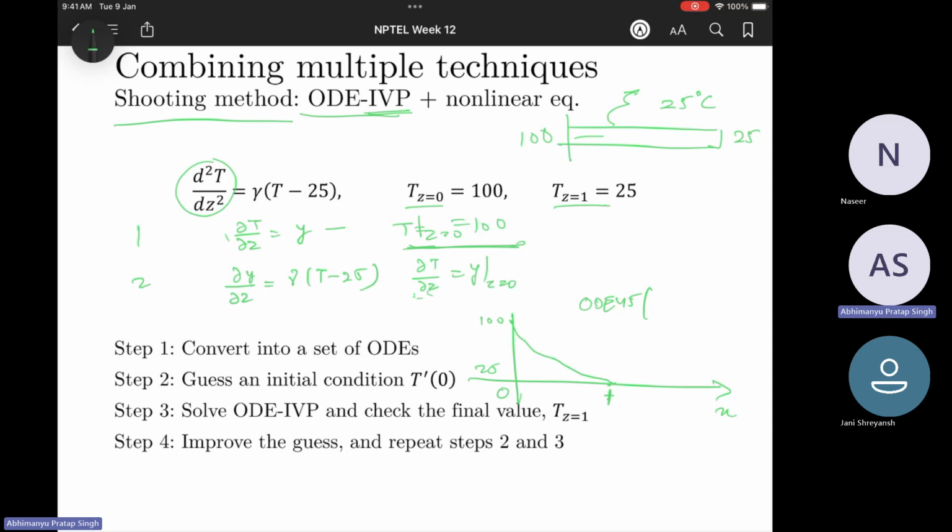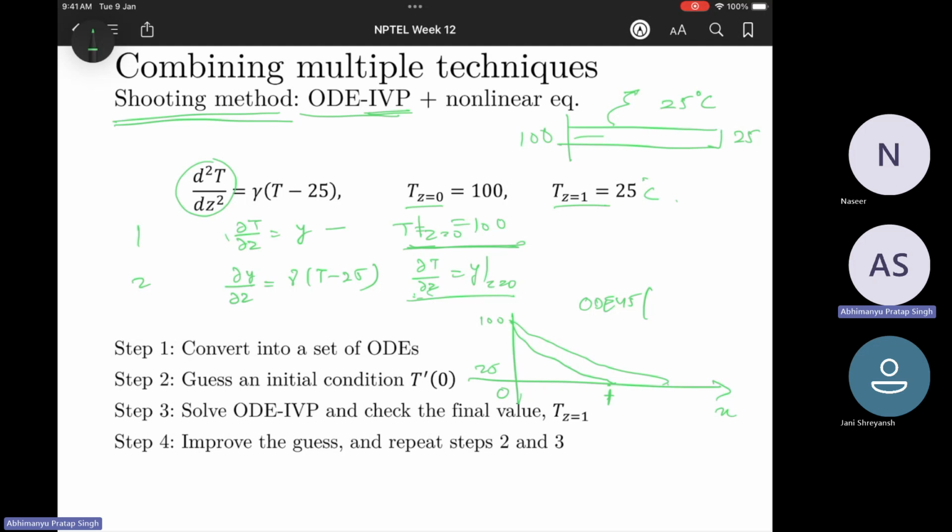So we again change this condition dt by dz, and then we again solve the problem. We might get some other solution, and if it's still off from 25 degrees Celsius, then we again change the condition, until we converge to a solution where the temperature at the end, z is equal to 1, is 25 degrees Celsius. There are various methods you can use to do this. All the methods are called shooting method only because we are assuming an initial condition and then we are shooting the solution and then we are checking what end result we are getting.